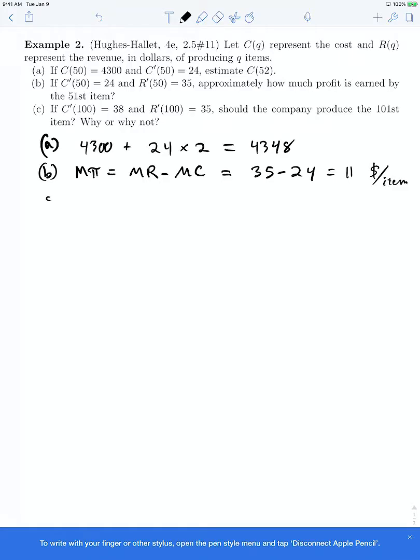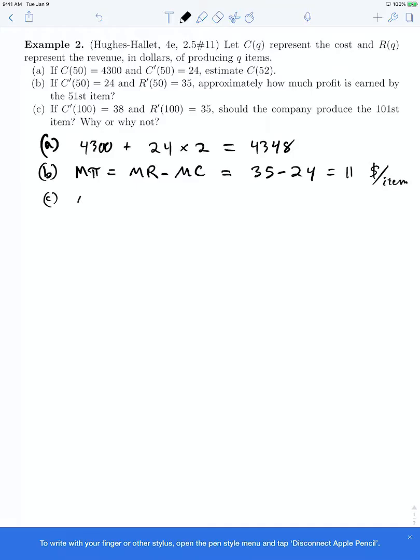Okay, part C. If C prime of 100 equals 38, and R prime of 100 equals 35, should the company produce the 101st item, why or why not? And this is basically asking if the profit is going to go up. That's the reason why they would increase production by one more item, or why they would not. So essentially you want to find out, are they making a profit on that additional item?